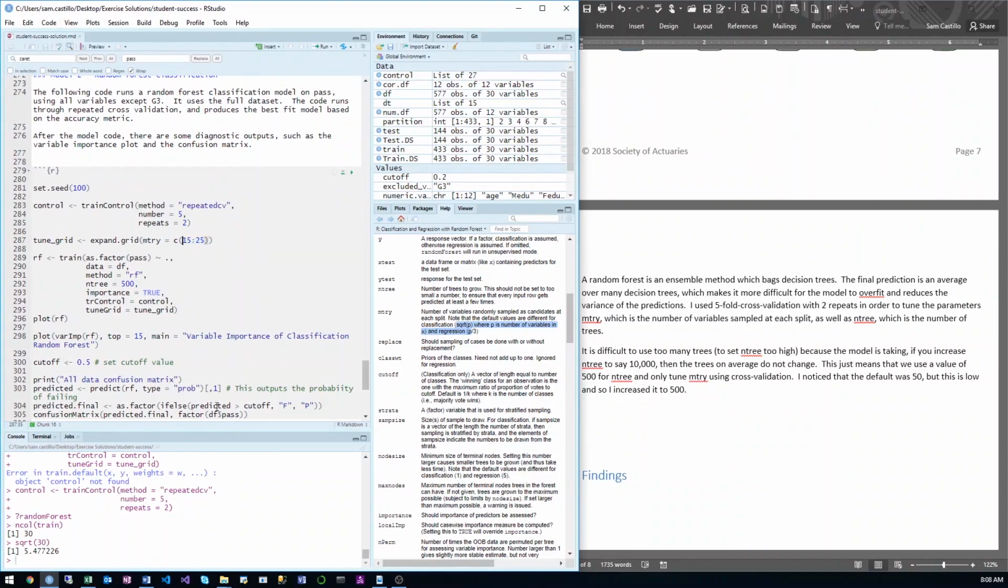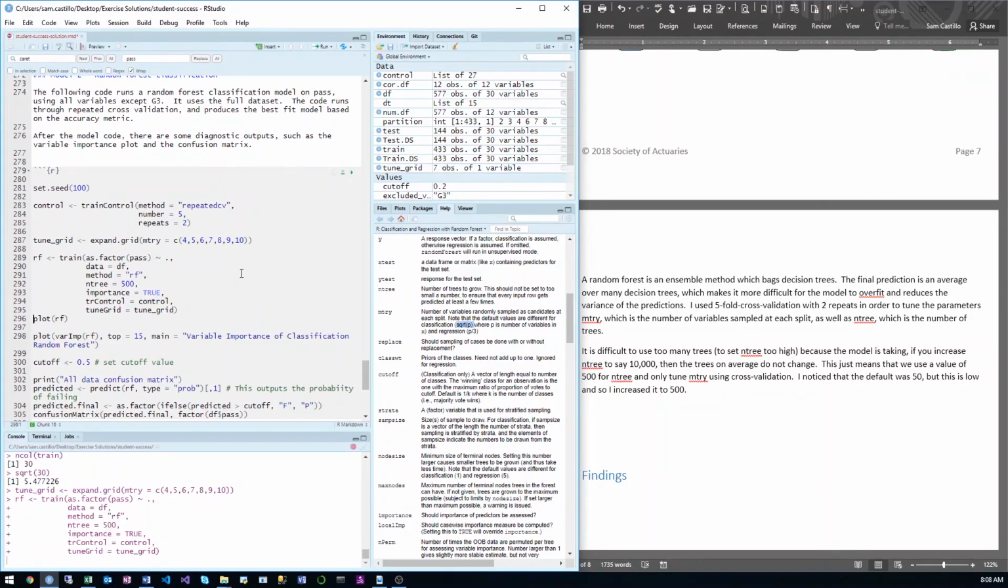This is just a rule of thumb, which is to try something close to the square root of p. For classification, you use the square root of p. For regression, you use p divided by 3. In this case, we're using classification because we're predicting pass or not pass, right? So I'm going to lower these. I'll start with 4, and I'll go 5, 6, 7, 8, 9, 10, and then let's just see.